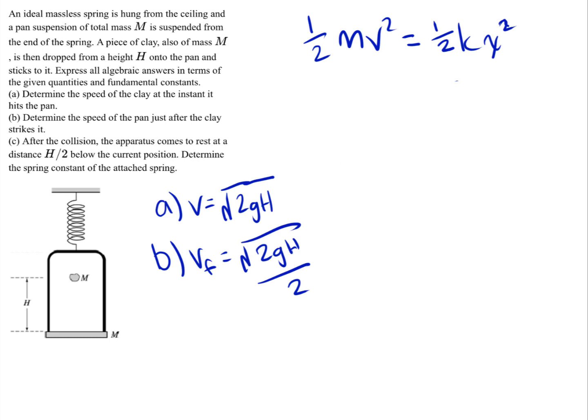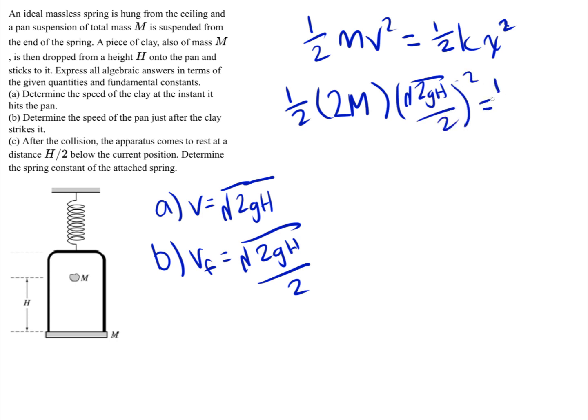Now we can plug all of our known values in. We know 1/2 times the mass, which is 2 big M's, what we had when the clay stuck to the pan. And v squared is the final velocity squared from after the impact, which is the square root of 2gh divided by 2, squared. That is equal to 1/2 times the spring constant times the displacement squared, which is given to us as h over 2, and we're going to square that.